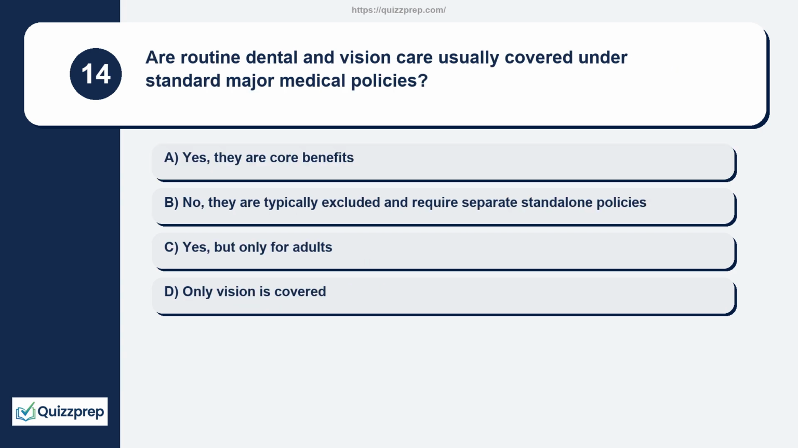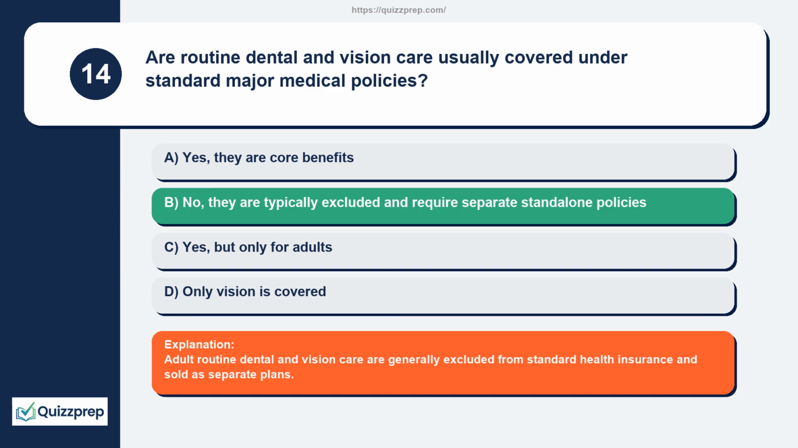Question 14. Are routine dental and vision care usually covered under standard major medical policies? Yes, they are core benefits. No, they are typically excluded and require separate standalone policies. Yes, but only for adults. Only vision is covered. Adult routine dental and vision care are generally excluded from standard health insurance and sold as separate plans.